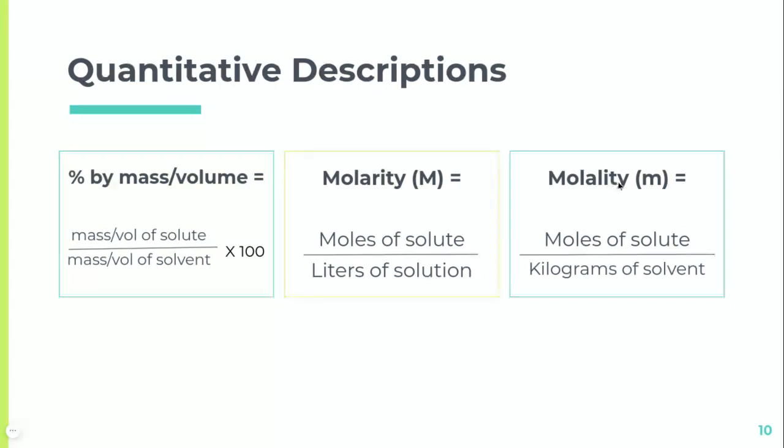Molarity is a capital M. Molality is a lowercase m, and it's one letter difference. So when we're talking about these solutions, we're talking about a molar solution or a molal solution. Molarity is moles of solute divided by liters of solution. Molality is moles of solute divided by kilograms of solvent. So the only thing that's different besides capital and lowercase is going to be your denominator, what you're dividing your moles by. So let's look at these in more detail.